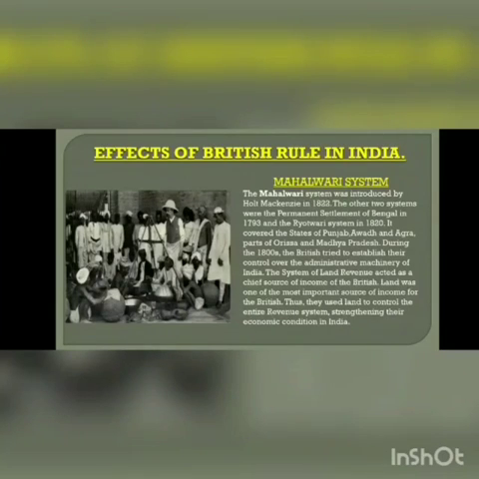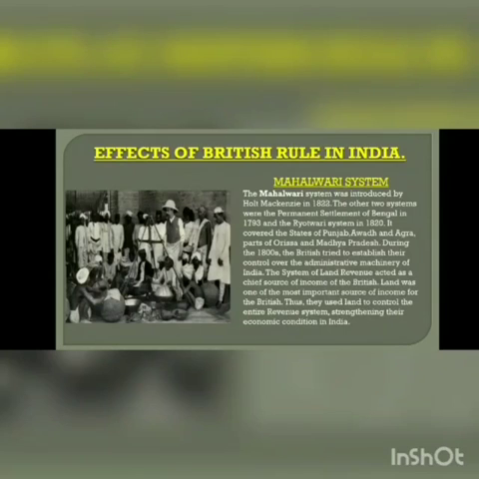During the 1800s, the British tried to establish their control over the administrative machinery of India. The system of land revenue acted as a chief source of income of the British. Land was one of the most important sources of income for the British. Thus, they used land to control the entire revenue system, strengthening their economic condition in India.